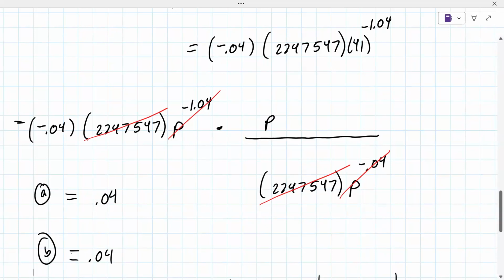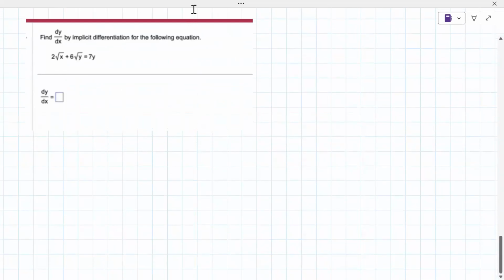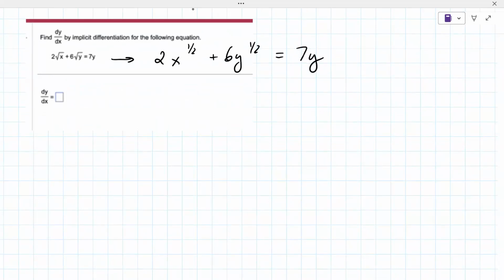Okay, the next one is this implicit differentiation. We're going to just slightly rewrite this: 2x to the 1/2 power plus 6y to the 1/2 power equals 7y. No calculus yet, just rewriting that. Now the derivative with respect to x, because the first one is x, is the same as always. You bring that 1/2 down in front, you multiply by the coefficient, you subtract 1. So it ends up being x to the minus 1/2 power. For the second one, you again bring that 1/2 down times 6, that's 3y to the minus 1/2 power.